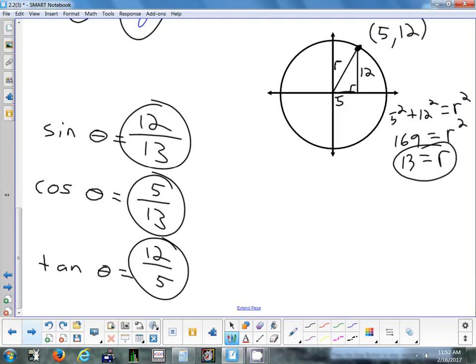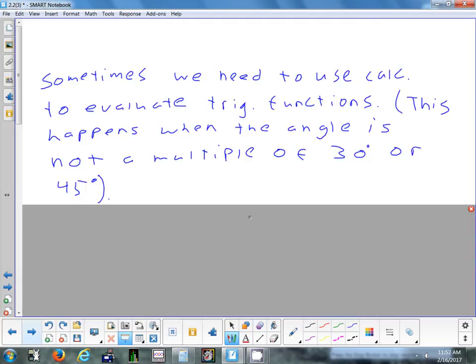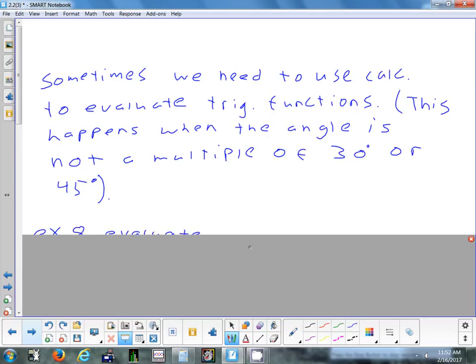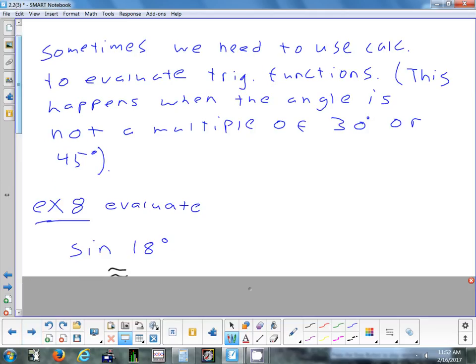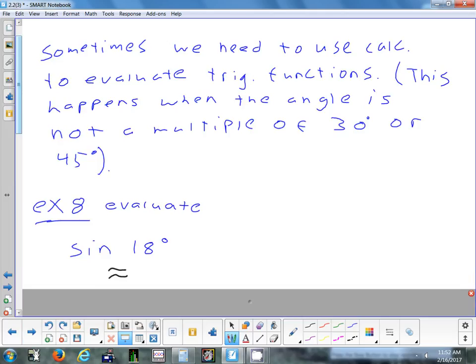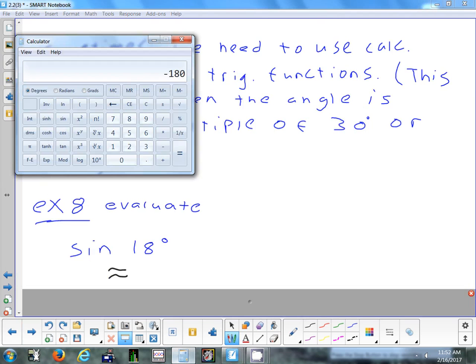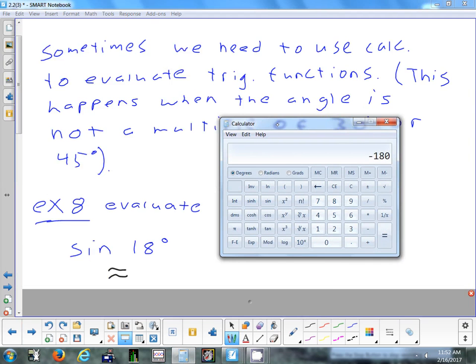Okay, so the last thing, the easiest thing is, if we don't work with angles that are multiples of 30 or 45, then we're going to use a calculator. So all you have to know is how do you type it in, like what buttons do you press? Okay, so let's find the sine of 18 degrees. You know what, let me use this one.